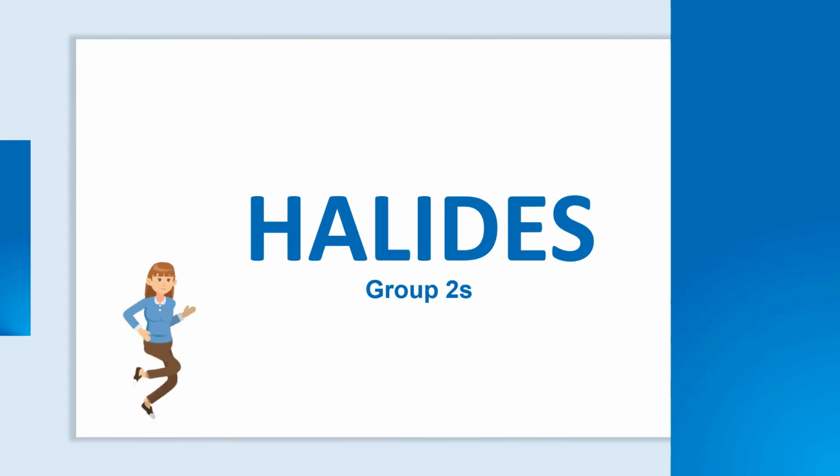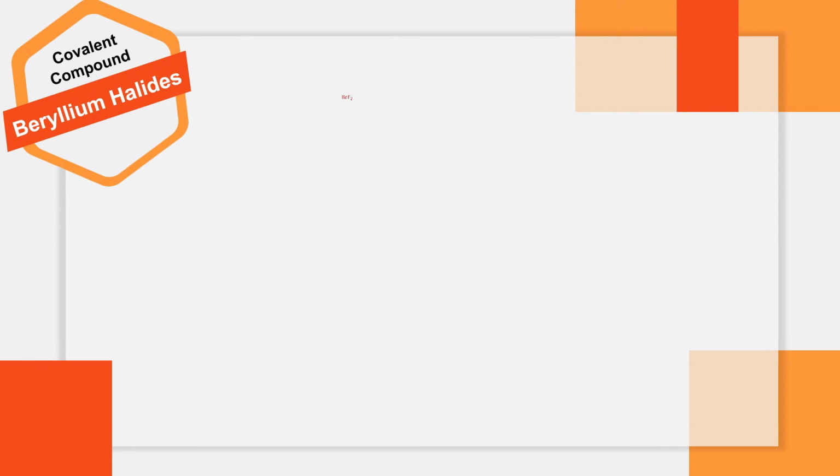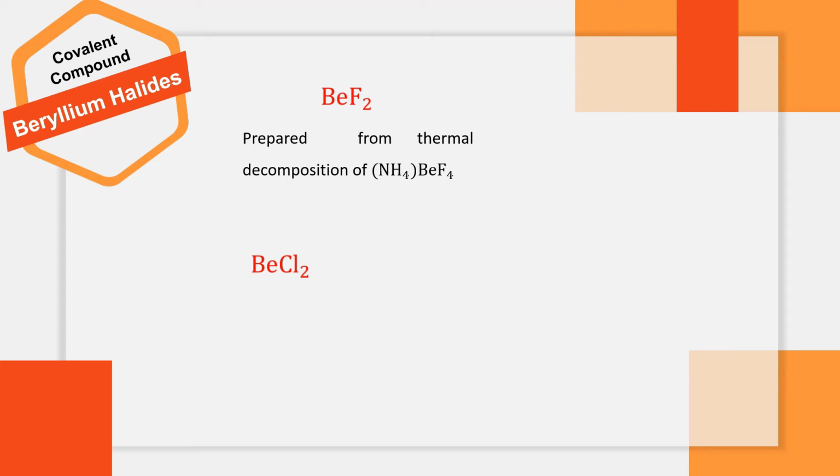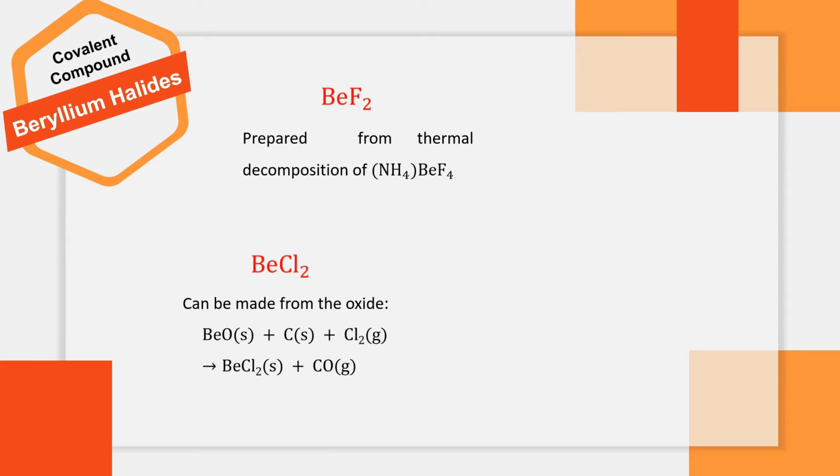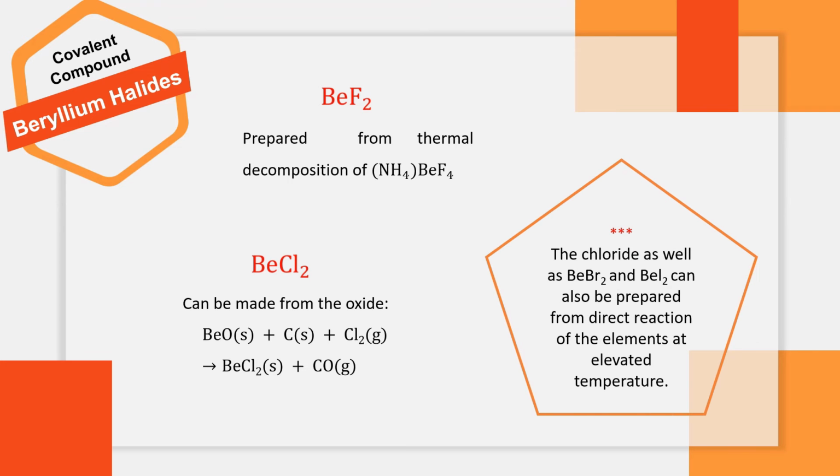Halides. Beryllium halides. Beryllium halide is a covalent compound. First, beryllium fluoride. It can be prepared from thermal decomposition of ammonium beryllium fluoride. Next, beryllium chloride. It can be made from beryllium oxide. The chloride, as well as beryllium bromide and beryllium iodide, can also be prepared from direct reaction of the elements at elevated temperature.